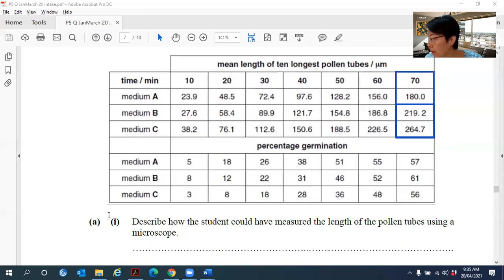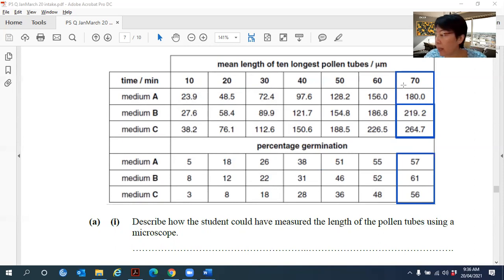Okay, first one. Then what about germination? So for germination, we will also look at this timing, since the mean length also we look at 70. So the germination, we also look at 70. Okay, so if you look at 70, you can see that for medium A, B, and C, the percentage germination is almost the same. They're very close to each other. So I'm looking for the statement that with and without the presence of calcium, the percentage germination for all the three mediums are almost the same. So therefore, this is the evidence to show that calcium does not affect germination. So this is the second marking point.